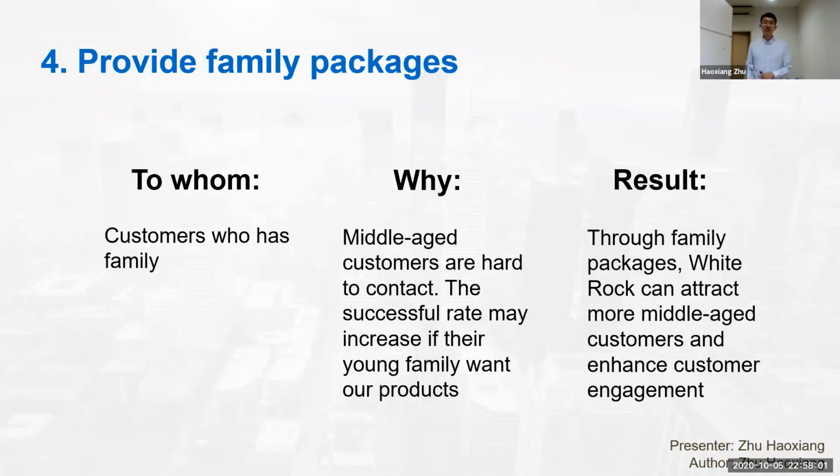Number four, provide family packages. WhiteRock could provide family packages with strong preferential strengths. Middle-aged customers are hard to contact and more likely to churn. If WhiteRock offers competitive family packages, the success rate may increase if their young family want our products. Family packages could not only help WhiteRock contact middle-aged customers more smoothly, but also probably lower the churn rate because young people are less likely to churn. So the whole family is less likely to churn because the whole family is a combination.